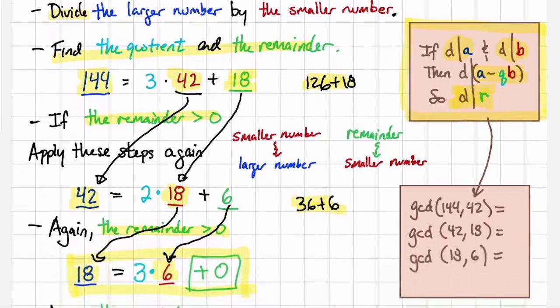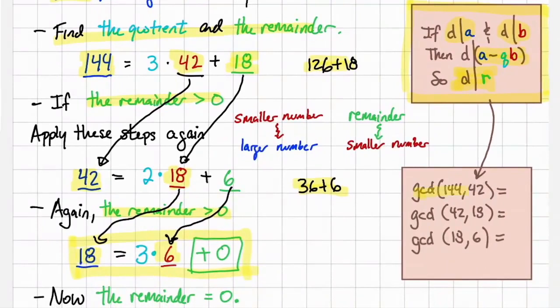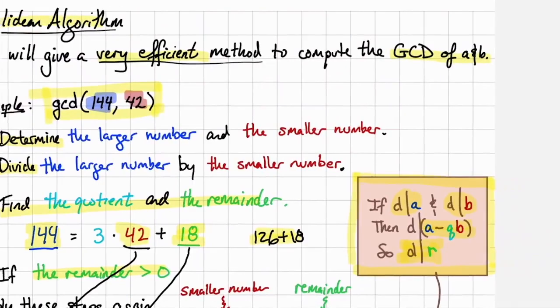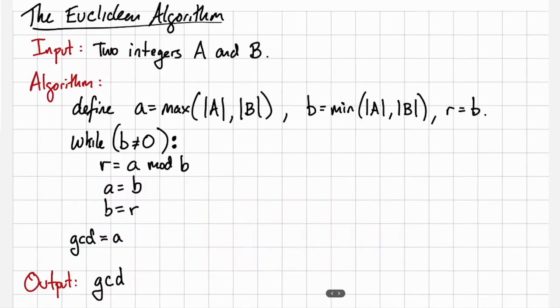So when we go through this method, we're calculating the GCD of 144 and 42 and reducing that to the question, what's the GCD of 42 and 18? And then we reduce that question to what's the GCD of 18 and 6, and now we apply one final divisibility rule. If one number is a divisor of another number, then the GCD is equal to the smaller number, in this case 6. So let's write the pseudocode for this Euclidean algorithm.